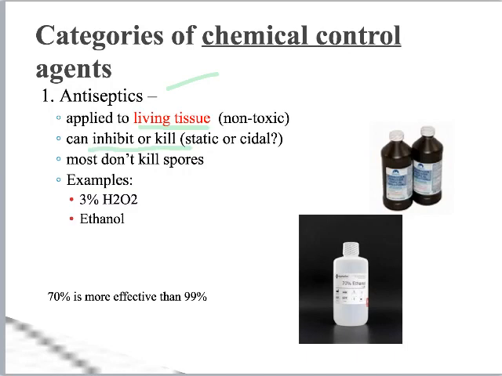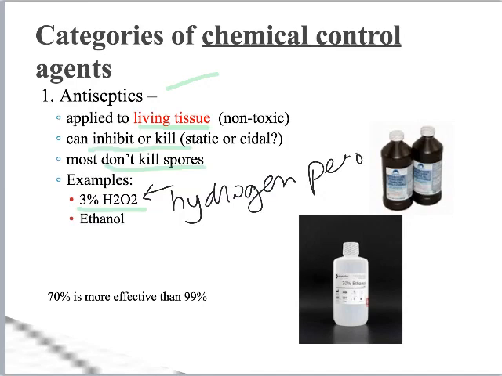Most of them aren't strong enough to destroy spores, so things like Clostridium could still be there. Here are some examples. One is hydrogen peroxide. The symbol for hydrogen peroxide is H2O2. I have bottles of it here. What you buy at CVS or Walmart is 3% hydrogen peroxide, but you can get it a lot stronger. If you have a stronger strength, it can damage tissue and cause chemical burns.